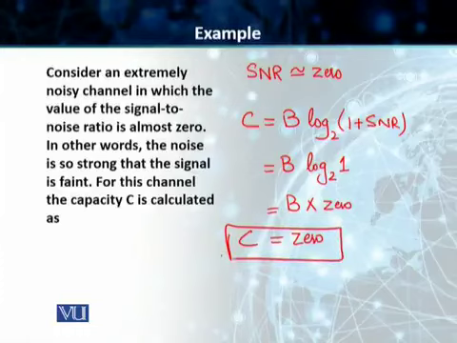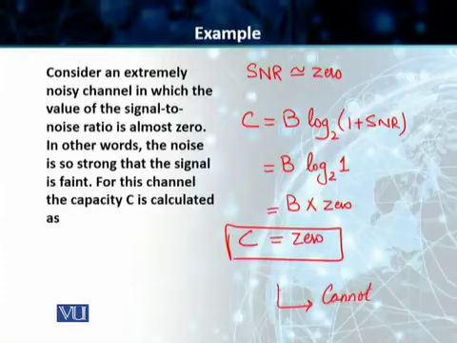What this means is that for a channel in which the noise is extreme, in which the signal to noise ratio is 0, regardless of the bandwidth, the capacity of such a channel is 0. Even if you have infinite bandwidth, when you multiply that with a 0, which is log to the base 2 of 1, with signal to noise ratio close to 0, you get a capacity of 0. What does that mean? The capacity of 0 means we cannot receive any data through this channel.